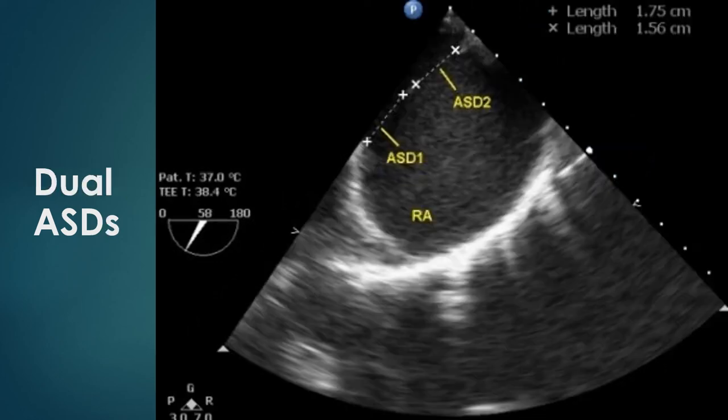This transesophageal echo image shows dual atrial septal defects with a small intervening segment of atrial septum. One defect measures 17.5 mm while the other one measures 15.6 mm. The total will be 33.1 mm. The rims at both ends also appear deficient, so that device closure may not be feasible in this case. Surgical closure will be ideal provided that there are no features of irreversible pulmonary hypertension.